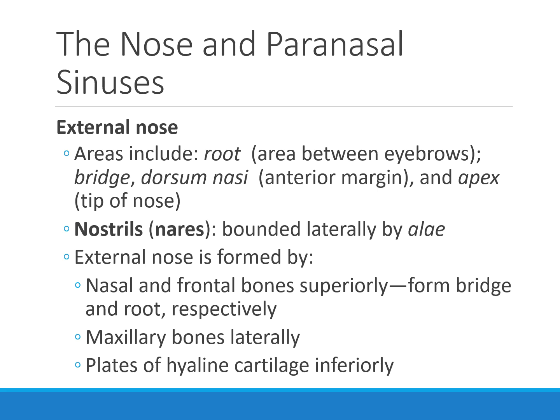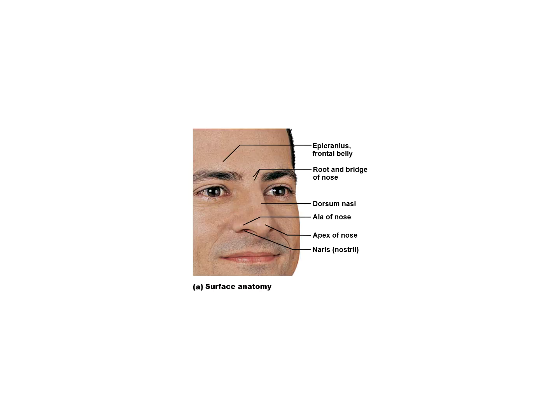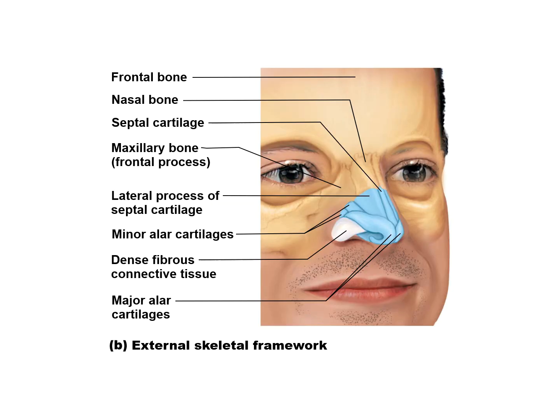The nostrils are the openings from the outside, and they are bound on the lateral sides by the ala. The external nose is made of the nasal and the frontal bones. Those are what form the bridge and the root respectively. Then the maxilla bones on the sides, and some plates of hyaline cartilage at the tip. So there are the different structures that I was just talking about of your nose. And then a close-up of that, looking a little more closely at the different cartilages that make up the tip of the nose.